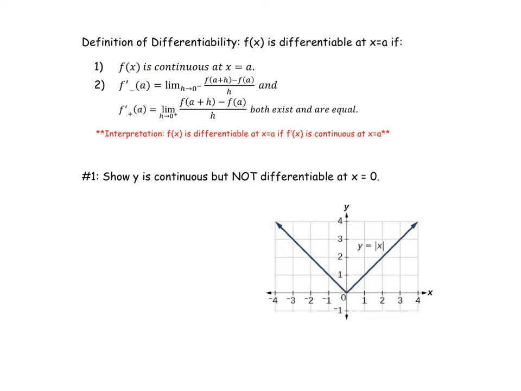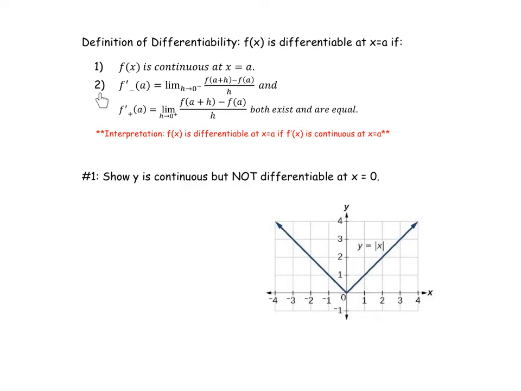All right, let's talk about the definition of differentiability. The definition of differentiability: f of x is differentiable at x equals a if f of x is continuous at x equals a. So in order to be differentiable at any point, the function has to be continuous. Now a function can be continuous but not be differentiable, but it can't be differentiable and not be continuous.